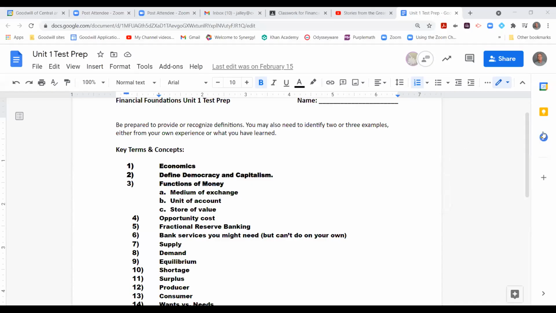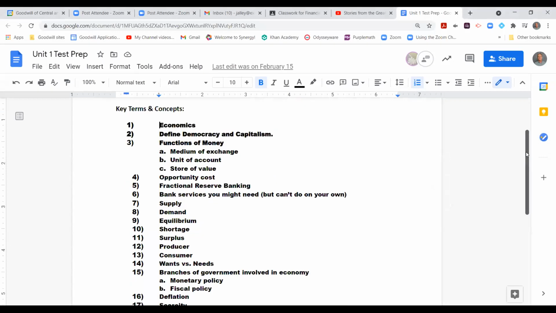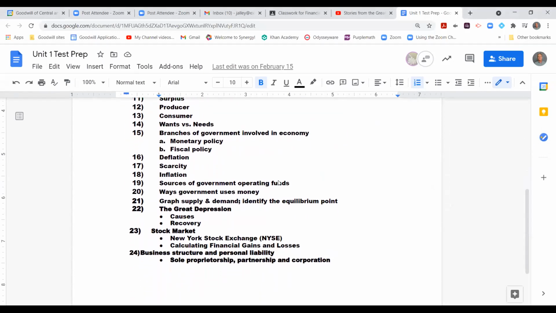So going back to the test prep sheet, and I'm kind of doing this a little bit out of order, because the Depression is listed on this sheet as number 22. And underneath that, two bullet points, causes and recovery. What were some of the causes of the Great Depression? Well, anybody know?